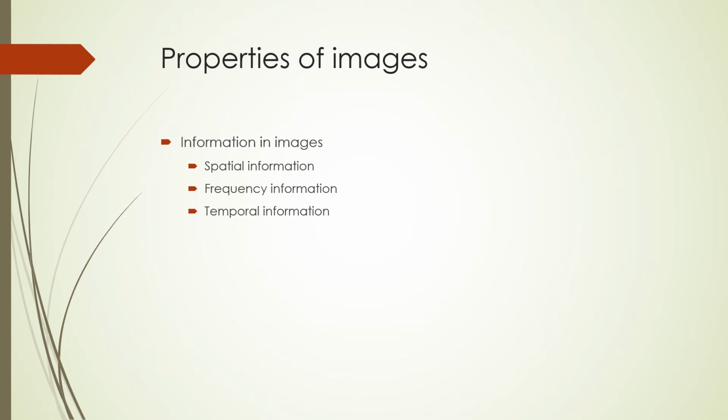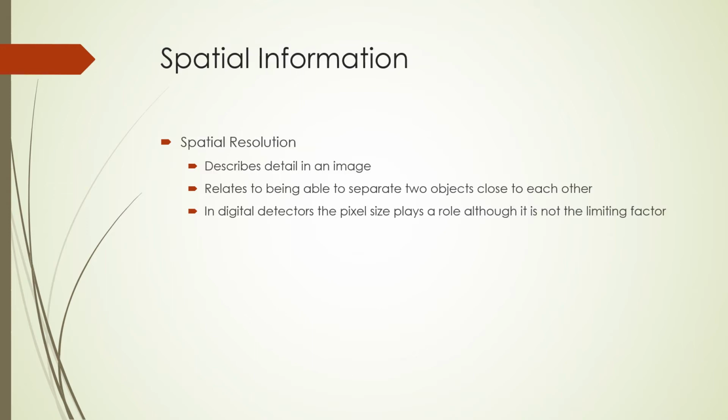To tie it to statistical distributions, the signal levels are called mean and noise levels are called standard deviations. Let's start by looking at the spatial information in images. Spatial information is characterized by spatial resolution. Spatial resolution is a way to describe the detail in an image. It is also the ability to separate two objects close to each other.